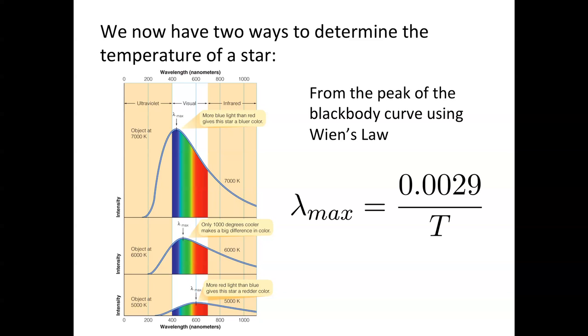But a more robust way to do it, even in the presence of dust that might change the color of the star and make it look redder, is to use the spectral lines, and that's kind of the gold standard for measuring spectral type or temperature of the stars.